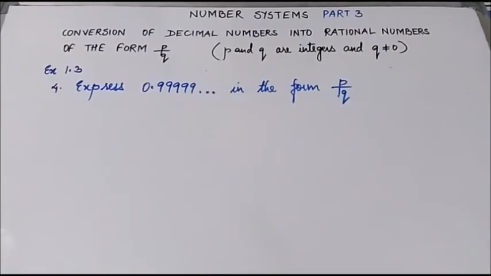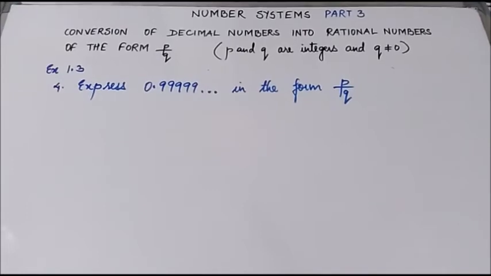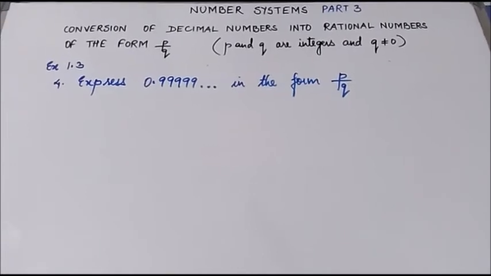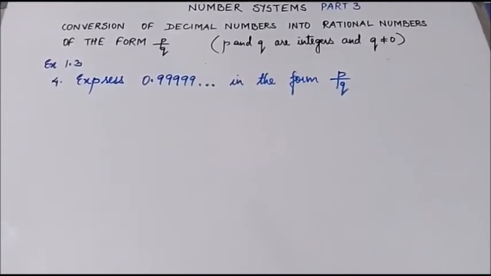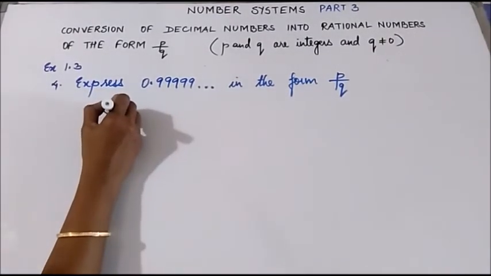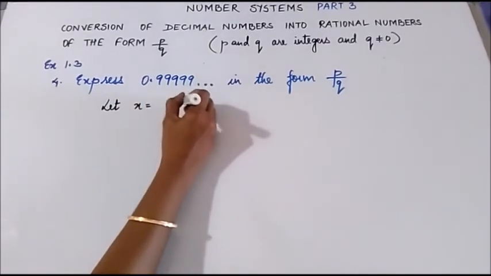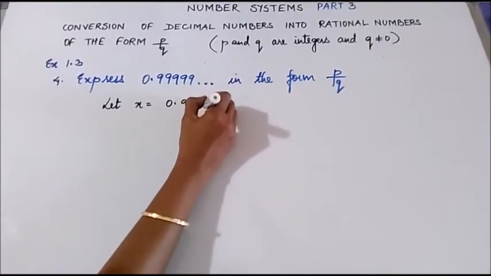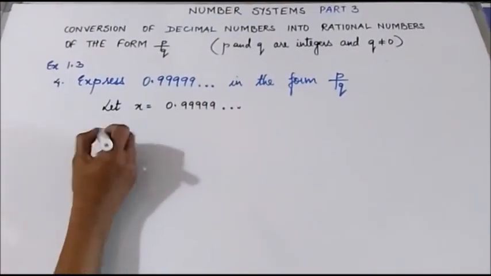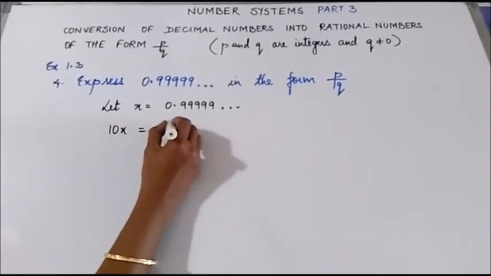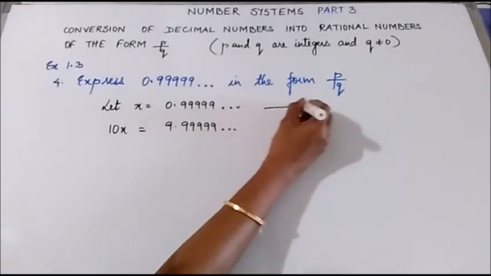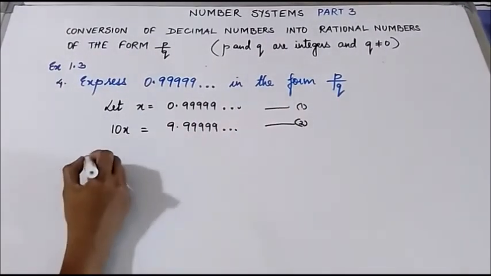Now let's do exercise 1.3, question 4. The question is express 0.99999 and so on in the form p by q. They have asked you, are you surprised by your answer? With the teacher and classmates, discuss why the answer makes sense. So first let us express it in the form p by q. Let x equal to 0.999. How many digits repeat? Only one digit. So we should multiply both the sides by 10. You will get 10x is equal to 9.999. This is first and this is the second.